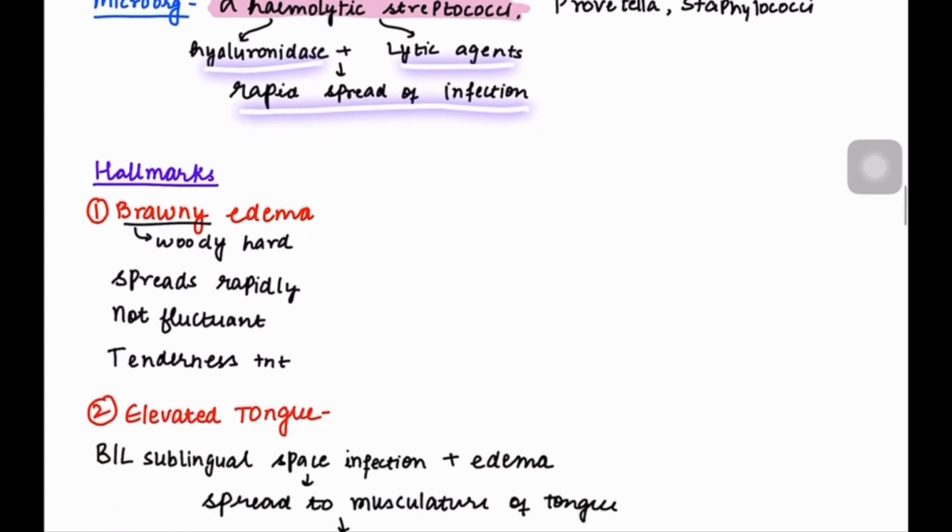Now there are 5 important hallmarks of Ludwig's angina. So the first one is brawny edema. Brawny means woody hard. So it spreads rapidly, and it is not fluctuant and it is tender.